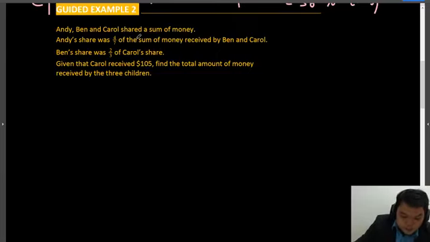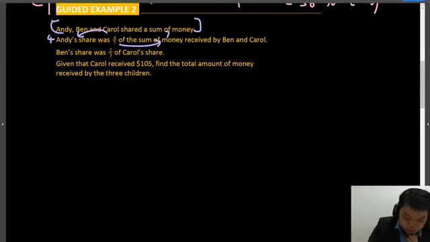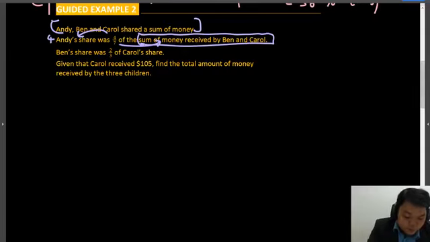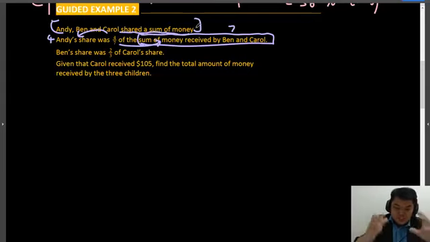So now, Andy, Ben, and Carol shared a sum of money. Andy's share was 4,700. The sum of the money received by Ben and Carol is going to be 7 blocks. Well, this opening statement seems like it's not going to give a lot of information, but this actually restricts that sum of money to be of a certain size.